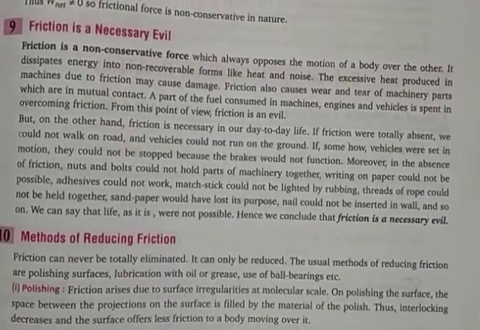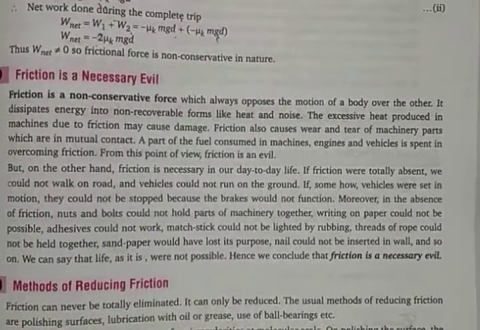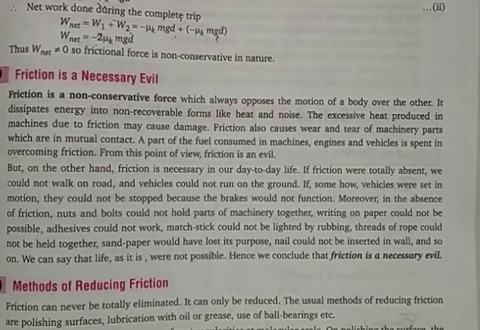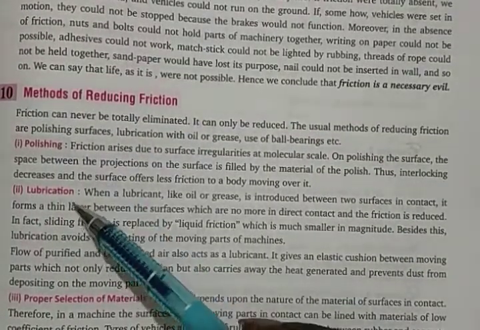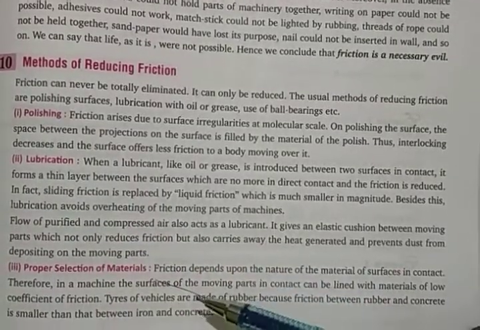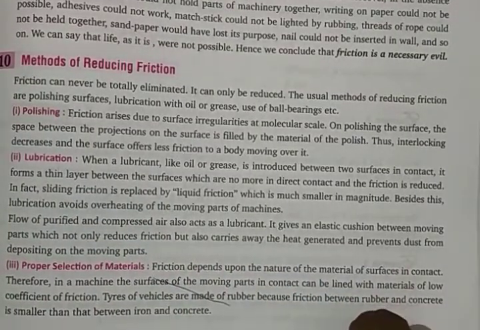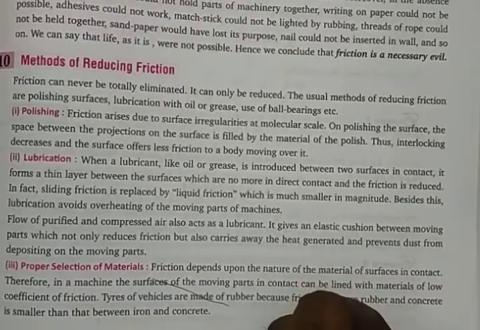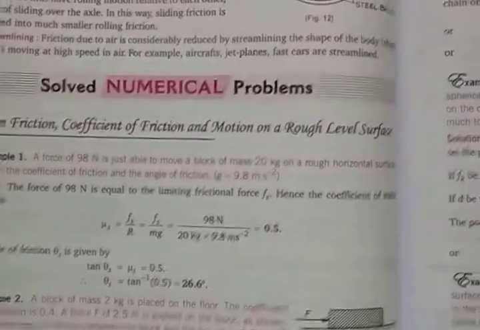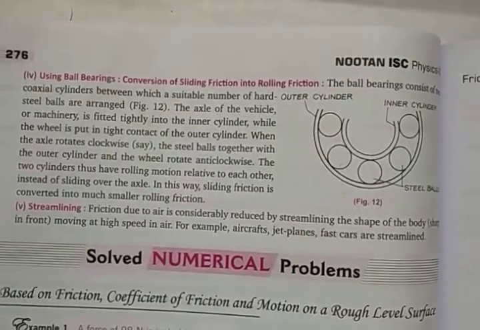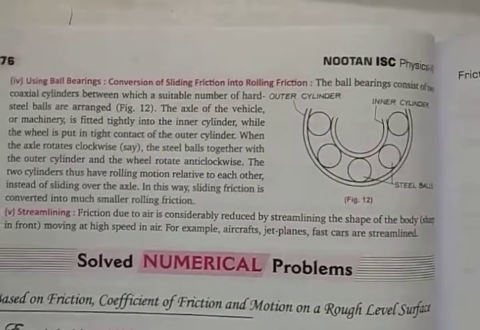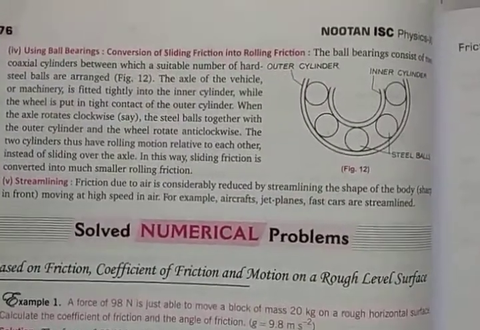The last two parts, did you already know this? Frictional force is a necessary evil. You would have studied this in 9th standard. Please read this one. And the methods of reducing friction: there is polishing, there is lubricant, and there are properly selected materials to reduce friction. So you can just read this. Also you have streamlining, and using ball bearings you can reduce the friction. With this, the frictional part gets over, and then we'll go to the numericals now.